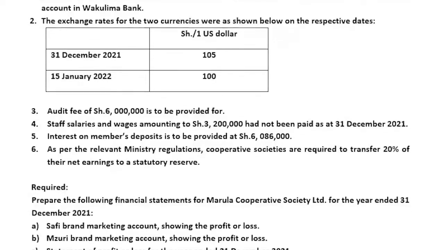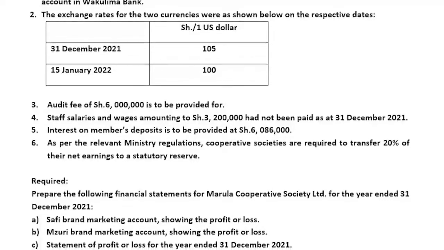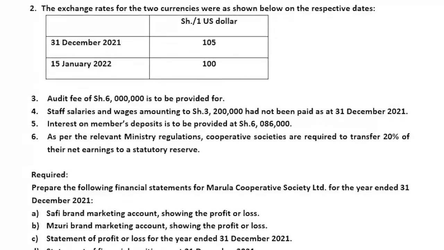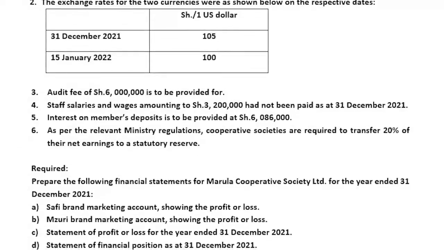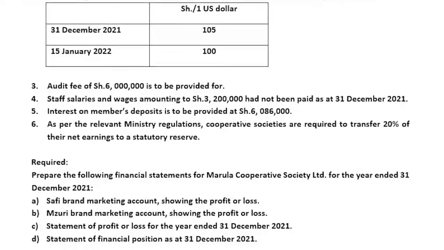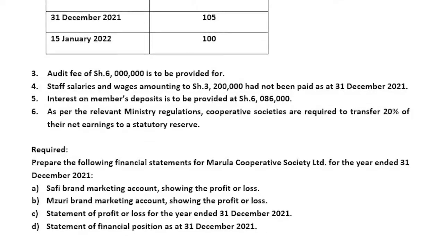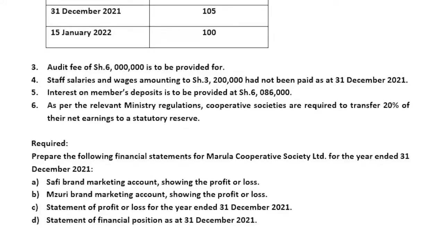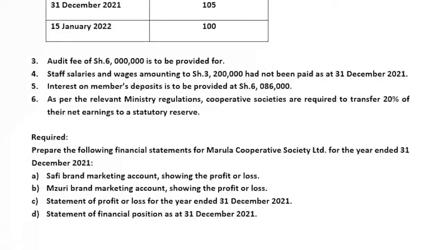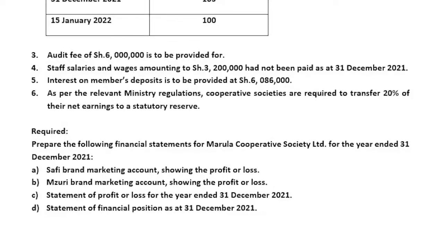These are accrued salaries and wages. Number 5, interest on members' deposit is to be provided at shillings 6.08 million. And then finally, we are told, as per the relevant ministry's regulation, cooperative societies are required to transfer 20% of their net earnings to statutory reserve fund.